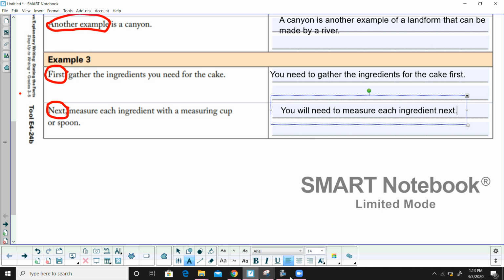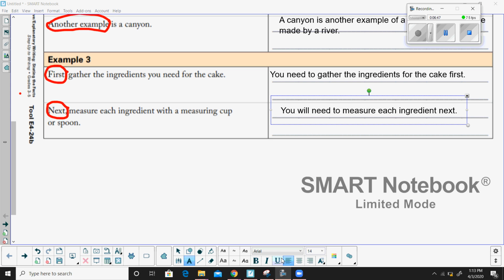Okay, so now hopefully you got a good idea of how you can bury transitions. So what I want you to do now is go back to your own writing. Make sure that you have transitions. And if you have them all at the beginning, see if you can find a couple of places to bury your transitions, so you can make your writing a little bit more complicated.